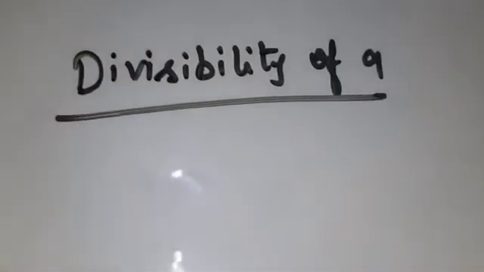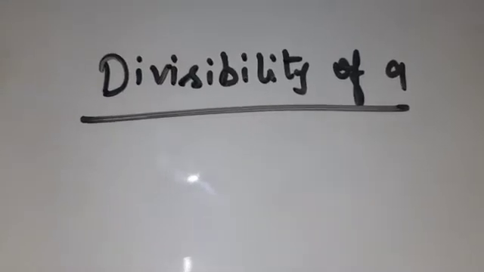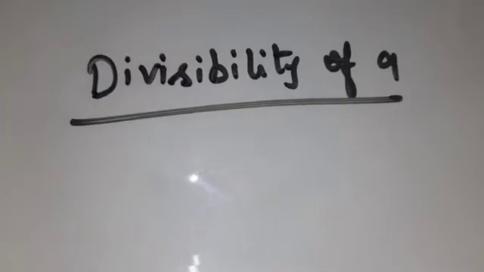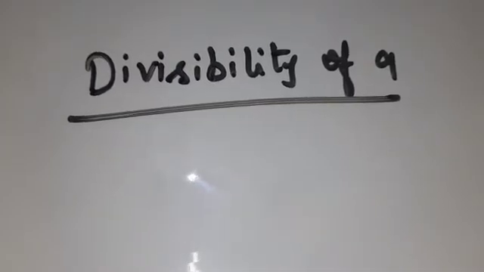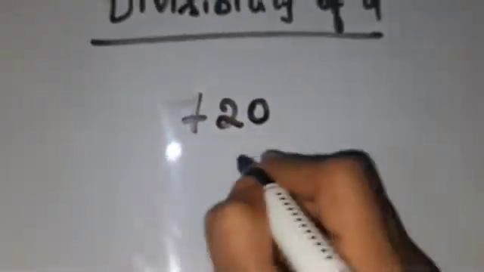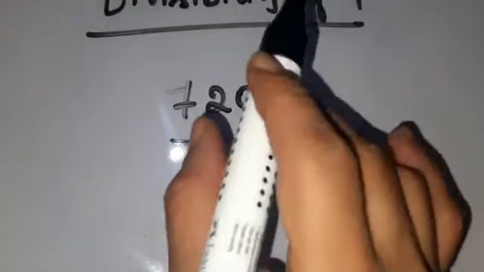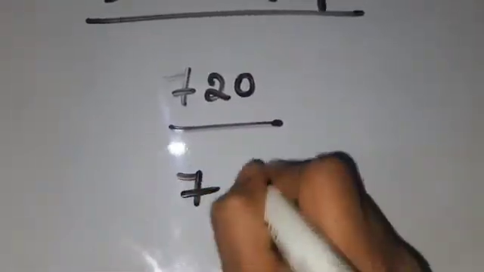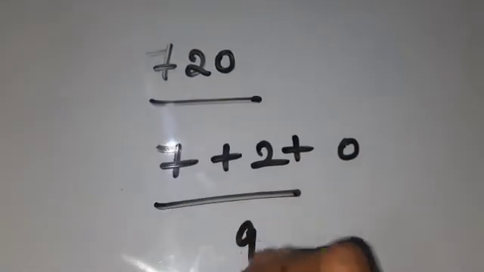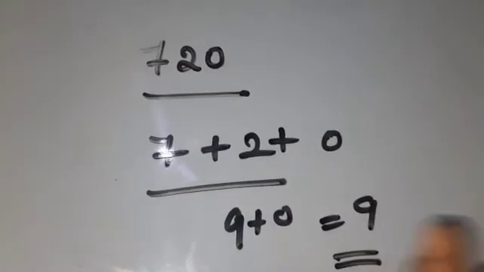Divisibility by 9. If the sum of the digits of a given number is divisible by 9, then the number itself is divisible by 9. This rule is similar to the rule of divisibility by 3. For example, if the given number is 720, so what do we have to do? 7 plus 2 plus 0. 7 plus 2 is 9. 9 plus 0 equals 9. So 9 is divisible by 9.